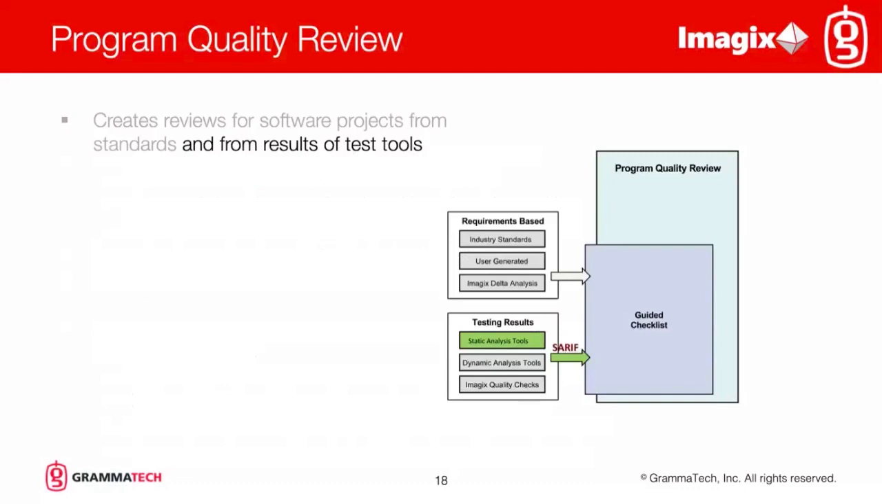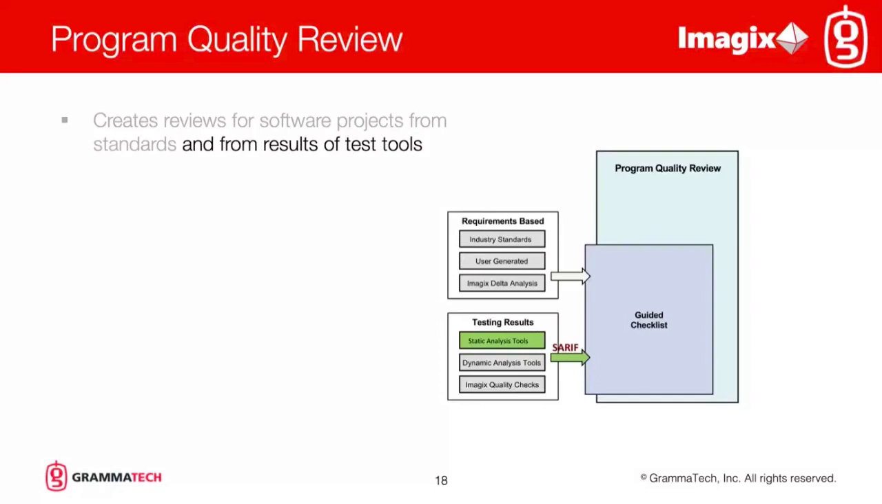The heart of the Imagix 4D review tool is the guided checklist. By this, we mean a set of checks that either reflect a set of rules that constitute a given standard or guideline, or we're talking about enumerating the warnings flagged through automatic analysis of the software.